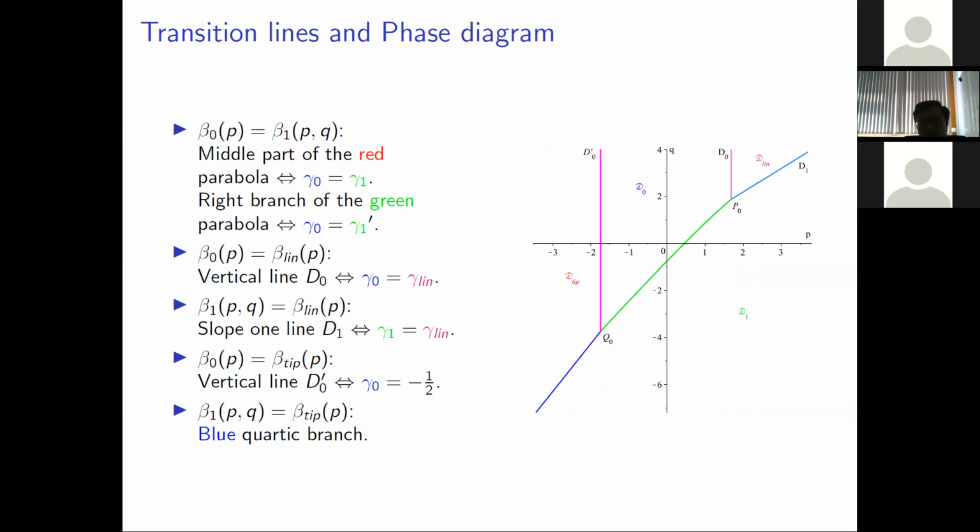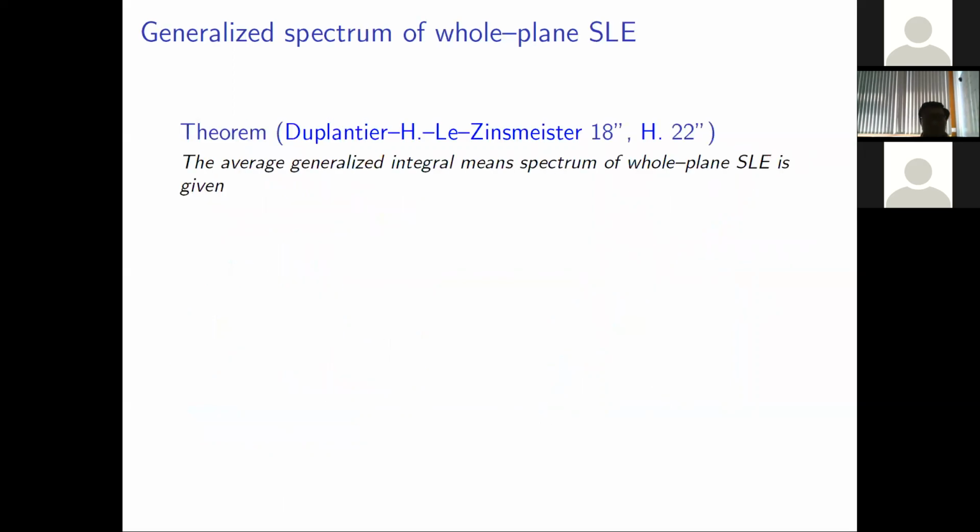The phase transition line, and the phase diagram. Okay, so now I will talk about some results that we have done. The very first result is on the generalized integral means spectrum, with Duplantier. We proved the conjecture for quite large domains of the PQ plane.